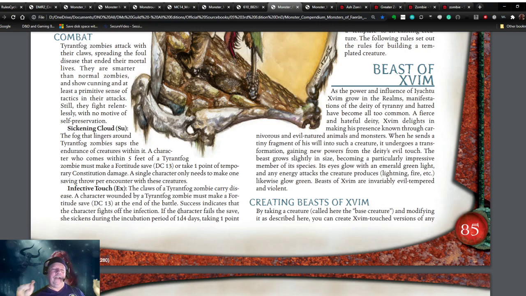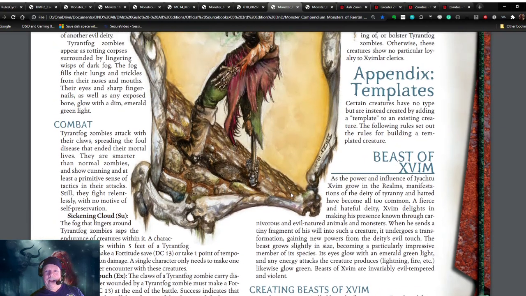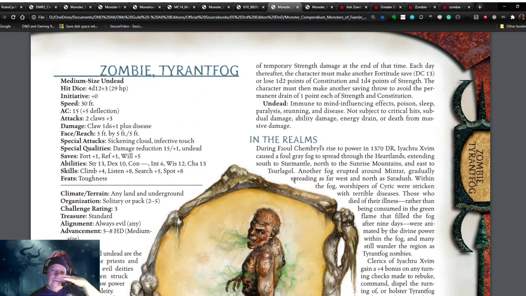If the character fails, he or she sickens during the incubation period of 1d4 days, taking 1 point of temporary strength damage at the end of that time. Each day thereafter, they make another fortitude save or lose 1d2 points of constitution and 1d4 points of strength. The character must then make another saving throw to avoid permanent drain of 1 point each of strength and constitution. So yeah, Tyrant Fog zombies are bad. They're only a CR3 monster, but if the polyhedral gods are against you and you're rolling bad, oh man, one of these can really screw you up.